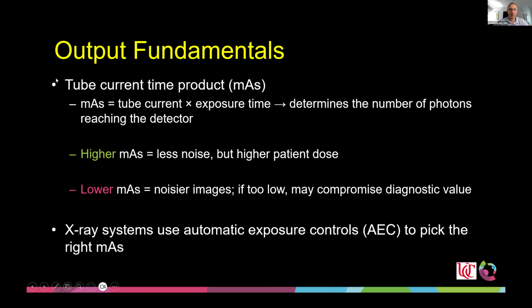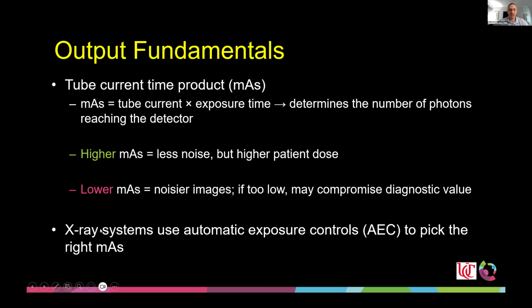So now talking a little bit more specifically about the tube current time product, or MAS. MAS is a way to determine the number of X-ray photons that reach the detector. High MAS obviously leads to a less noisy image, but it leads to higher patient dose. Lower MAS leads to a noisier image and a lower dose, but it can compromise the diagnostic quality of the image.